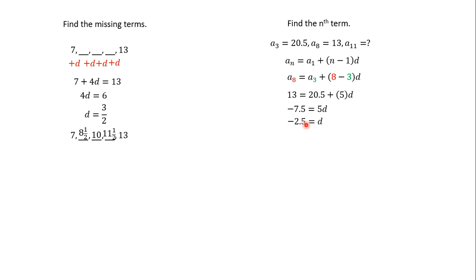And now we could just go from there to here. So 13 minus 2.5 minus 2.5 minus 2.5. That would work. But what if instead of looking for A11, we were looking for A27? I wouldn't want to subtract 2.5 that many times. But we can plug it into here. This can stay A3. It could be A8 if we wanted to. As long as this number, this 3, matches this one, it's fine.